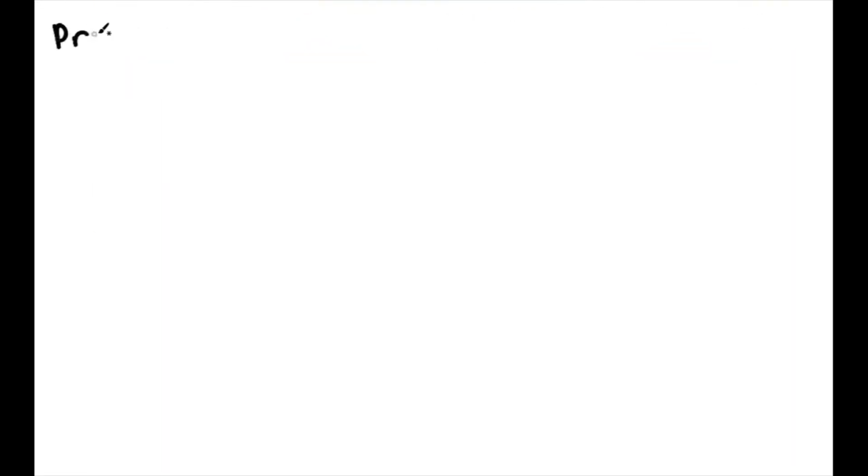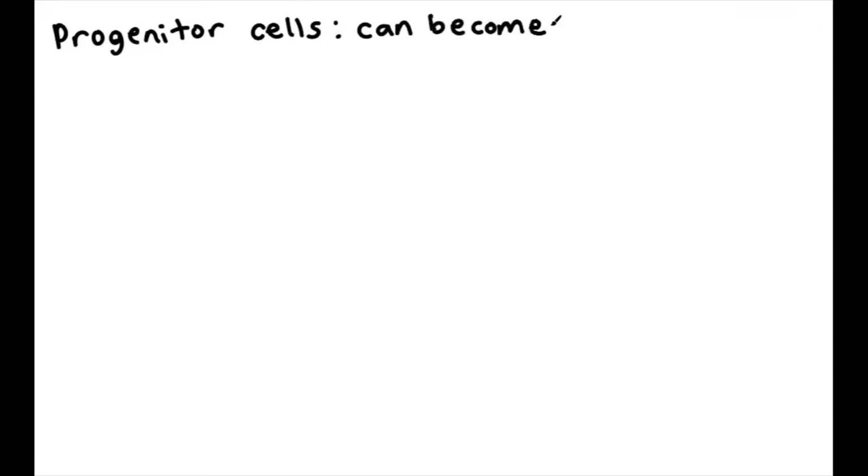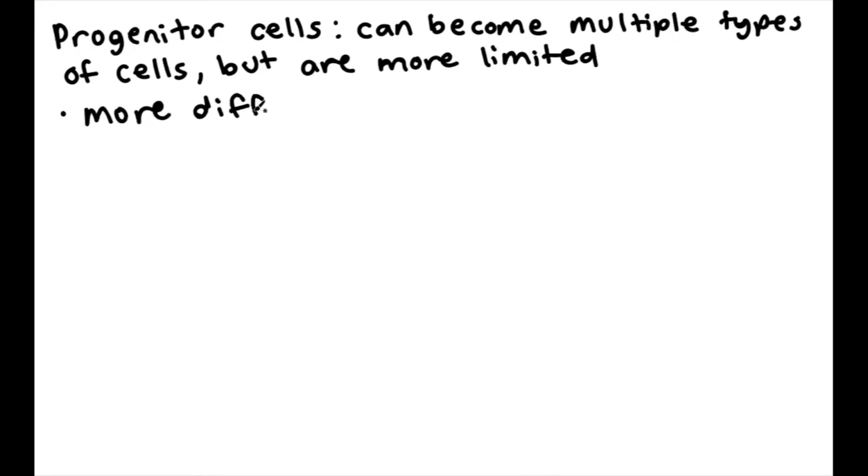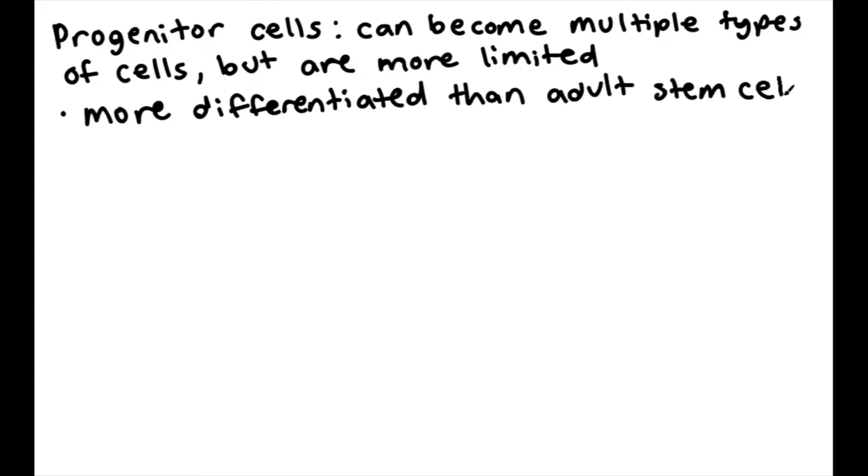Progenitor cells are very similar to adult stem cells, but there are a few differences. Like adult stem cells, they can become multiple types of cells. However, these are cells that have begun to commit to a specific path and type of cell, so they are even more limited in the types of cells they can become, making them fall more to the right of the adult stem cells on the differentiation scale. Another difference is that they can only divide a limited number of times, like other non-stem cells do.